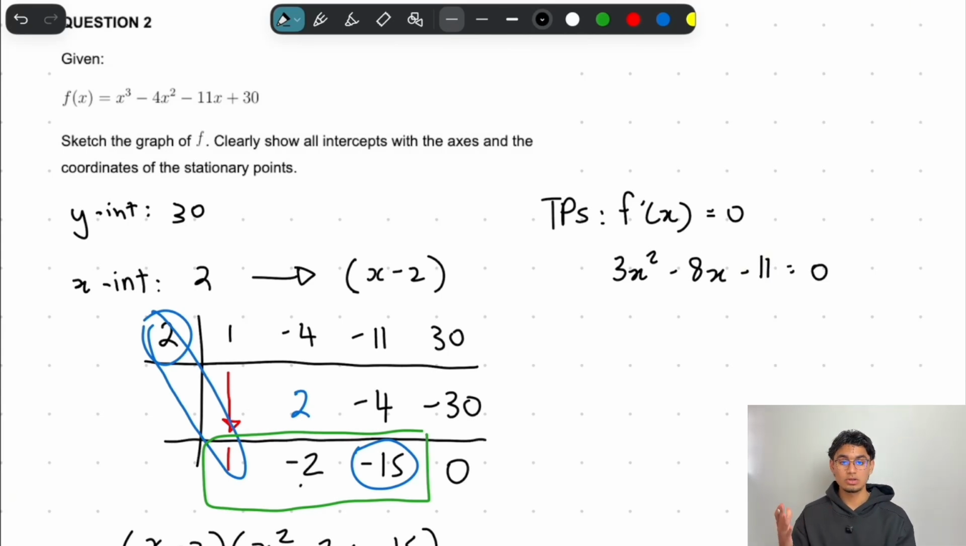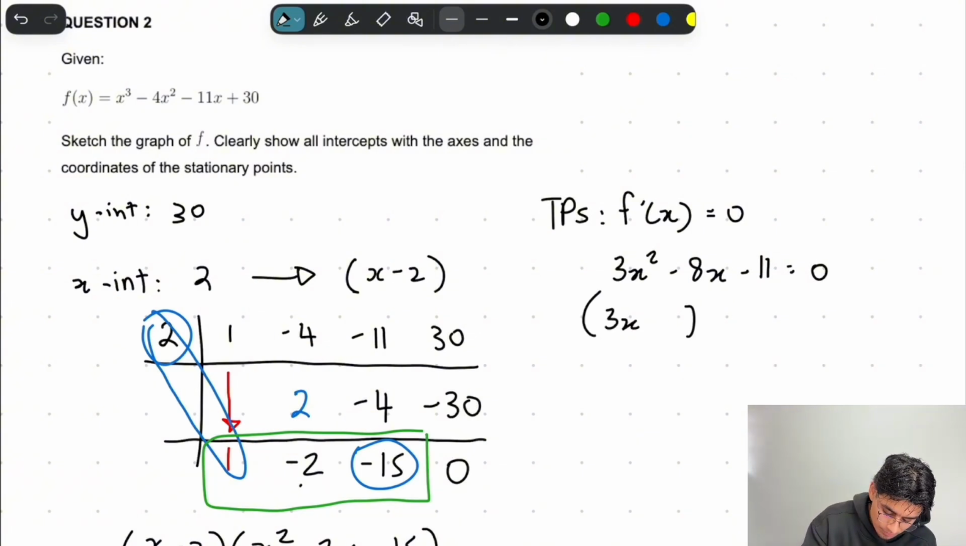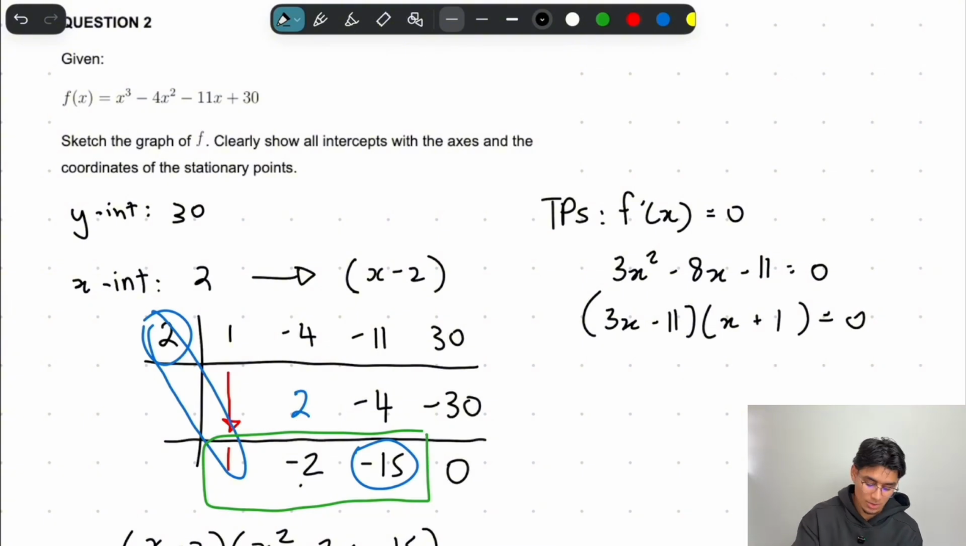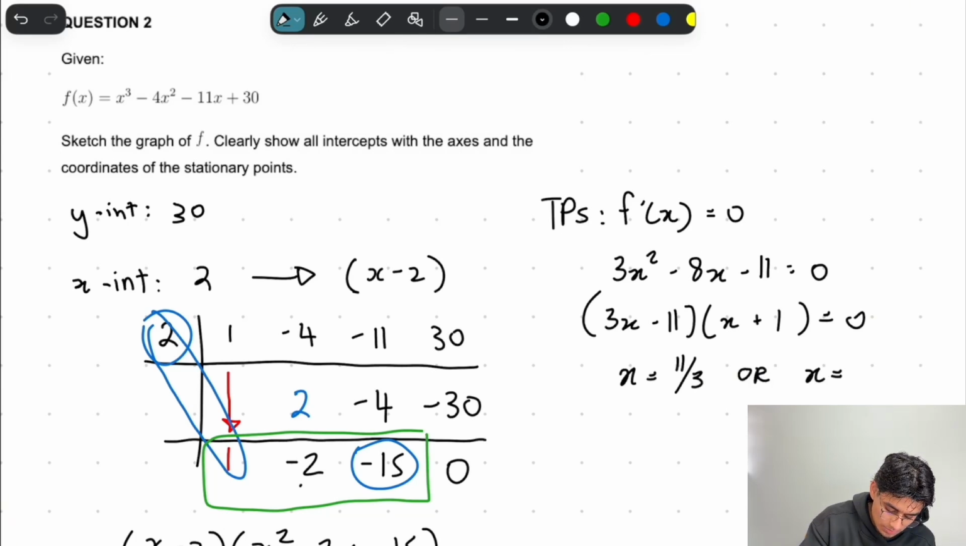So the next thing we're going to do is just factorize. This is going to be 3x in one bracket, x in another bracket, equals 0. This is going to be minus 11, and this is going to be plus 1. Okay, so now we can find our points. It's going to be x equals 11 over 3 or x equals minus 1.